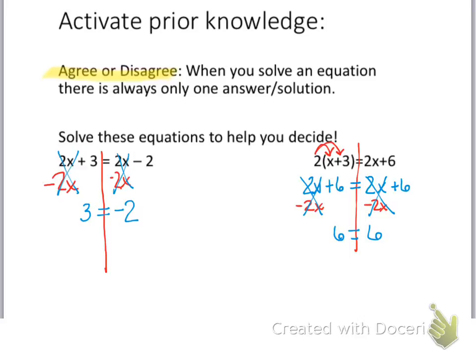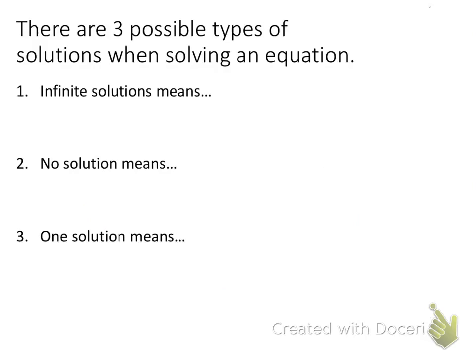So, what do we think? When you solve an equation, there is always only one answer or solution. Did we come up with one answer? Did we find out that x equals a number? We did not. We found something else. And that something else is called infinite solutions or no solution. There are in fact 3 possible types of solutions when solving an equation: one solution, which we've seen a lot of, and these 2 new ones.